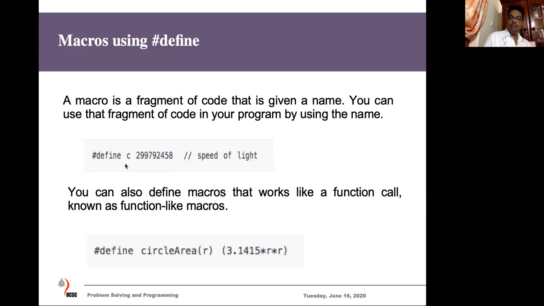The same define preprocessor can be used to define functions, what we call macro functions. For example, we can define a function called circle area with a variable r, and say this is equal to 3.14 multiplied by r squared. Then in our program, when we refer to circle area with some value, all the places where circle area appears will be replaced by this, and r will be replaced by the value we pass to this macro function.